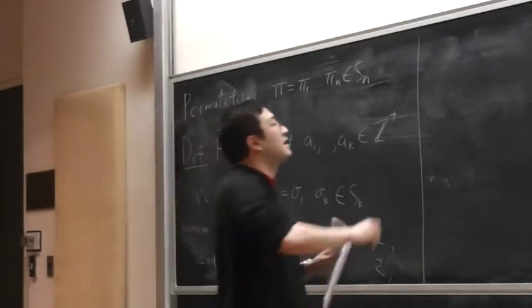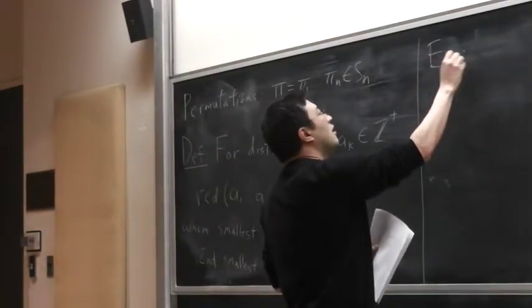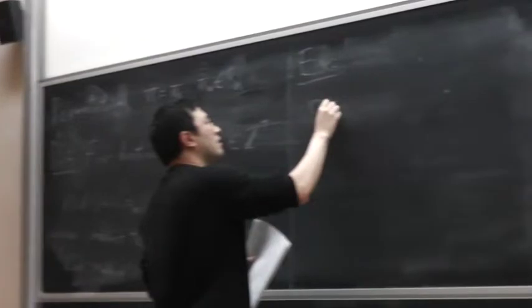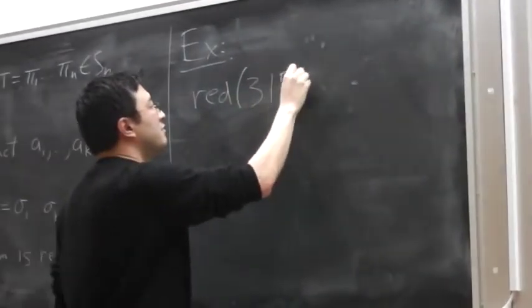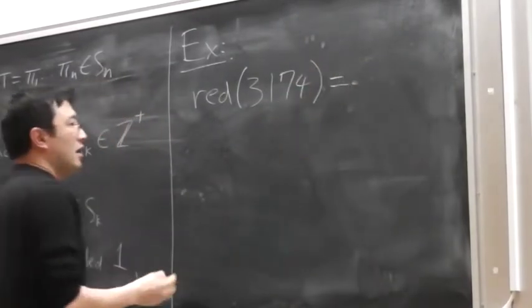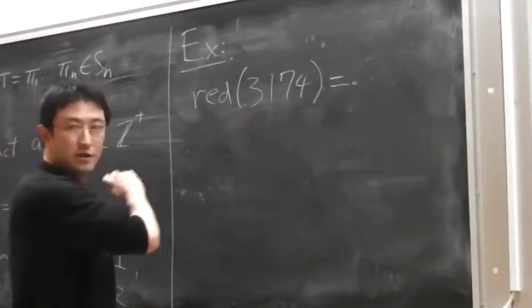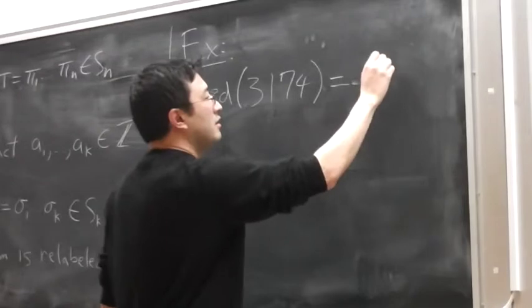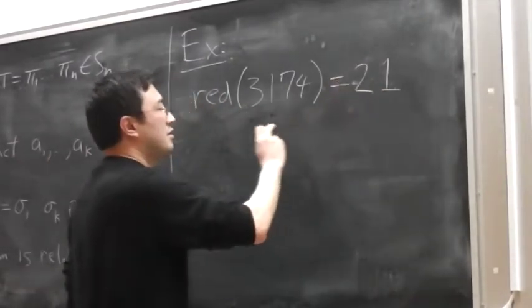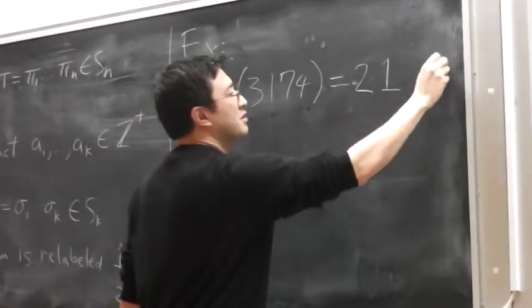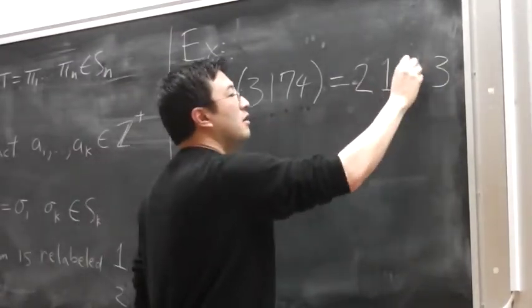And just an example, the reduction of 3174. In this case, the smallest entry is a 1, so that's a 1. Next smallest is a 3, that becomes a 2. Next smallest is 4, that becomes a 3, and the 7 becomes a 4.